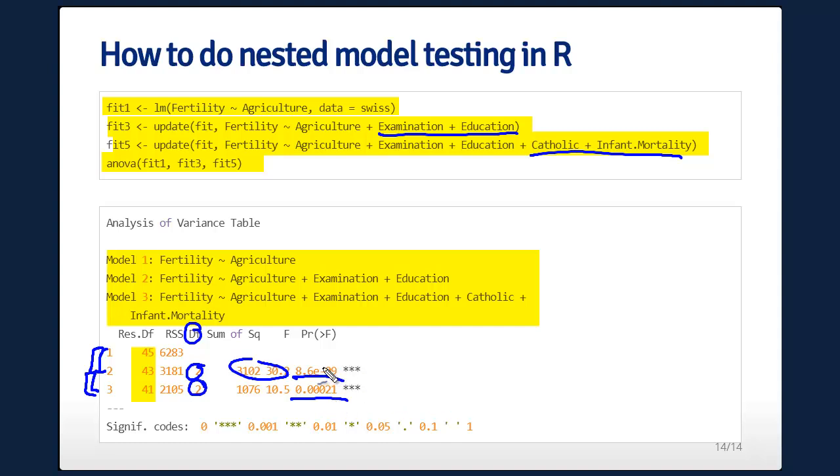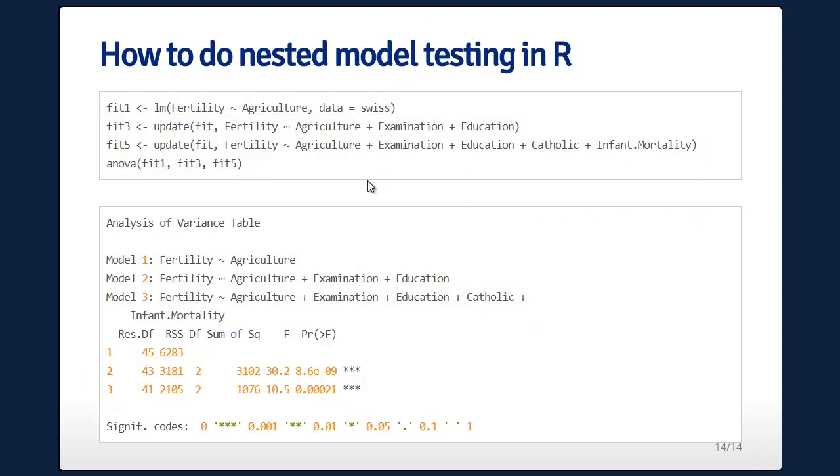So in this case, the p-values are saying, yes, you should include these educational components, and then the p-value is saying, yes, if you include the educational components, then you should also include these Catholic and infant mortality variables. So that's how you can do nested model testing in R. The one thing is you had to have this ordering, right? You had to have agriculture, then this block of variables you were going to include in the second model, and this block of variables that you were going to include in the third model. So if your thinking and strategy fits into that framework, then that's a very good thing to do.